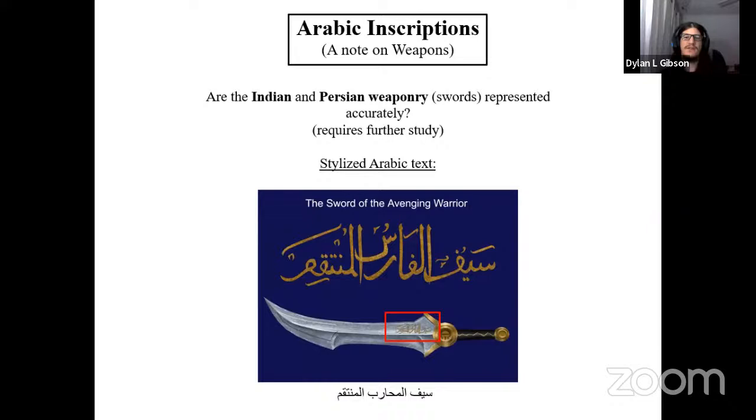So over here, just another interesting thing. One thing that hasn't been studied in as much detail is looking a little bit more into the weapons, to see, is it typical of the era? Is it typical of the cultures as well? So over here, we have one of the final swords, called the Sword of the Avenging Warrior, and it has the Persian inscription in there. Well, the Arabic inscription in there.